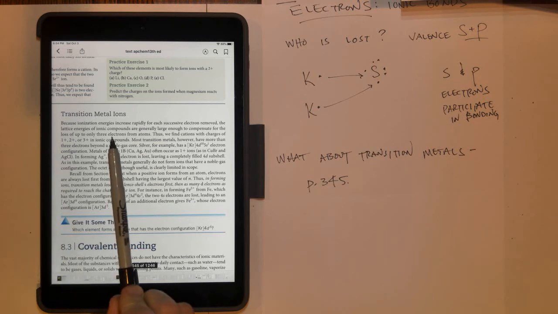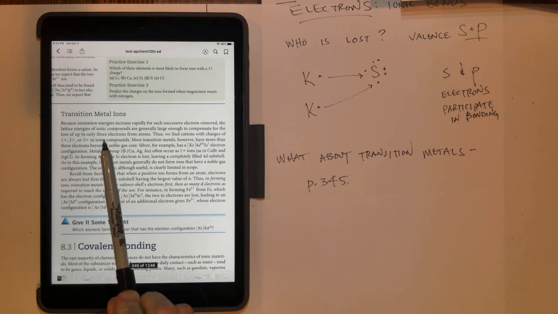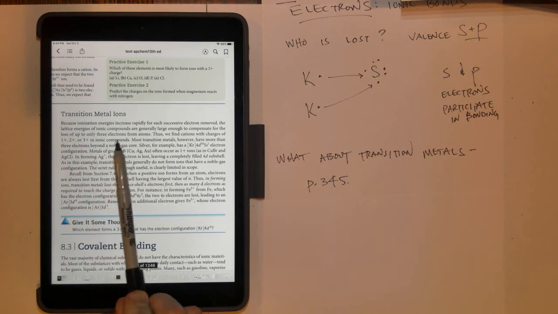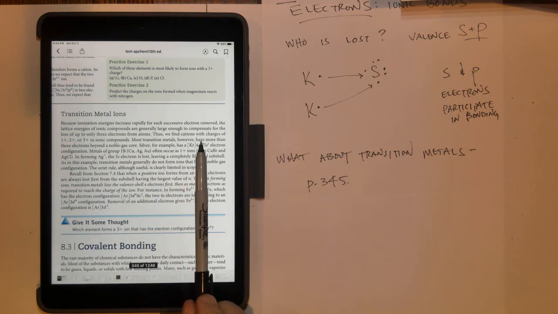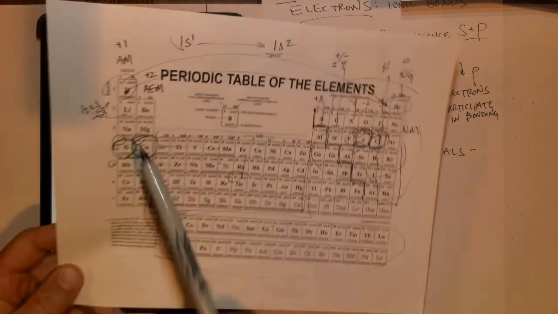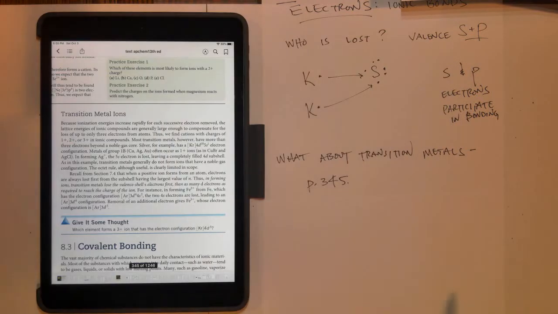Because ionization energies increase rapidly for each successive electron removed, the lattice energies of ionic compounds are generally large enough to compensate for the loss of up to only 3 electrons from atoms. Thus we find cations with charges of +1, +2, or +3 on ionic compounds. Just like these guys, +1, these guys +2, these guys generally +3.